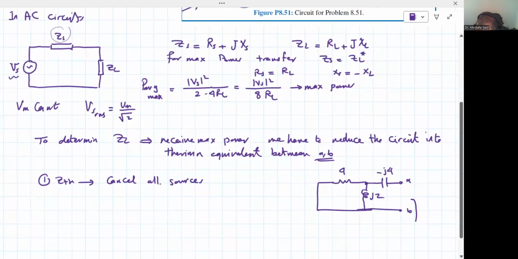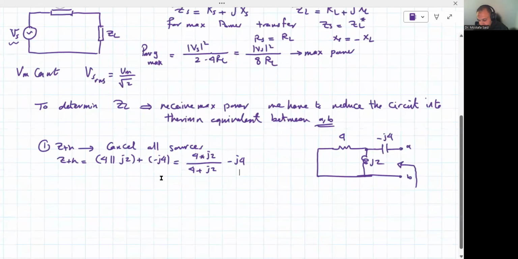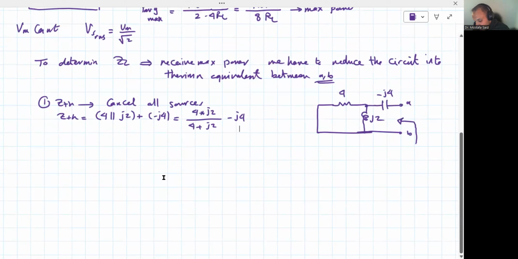So if we look now between the two terminals, A and B, basically Z Thevenin will be 4 in parallel with j2, and both of them in series with minus j4. So it's equal to 4 multiplied by j2 over 4 plus j2, this is the parallel, minus j4. You can also, this is the easy way because the circuit is easy. You might also have a general way to do it, which we explained in the previous video. If you want to review, please go and review it back.